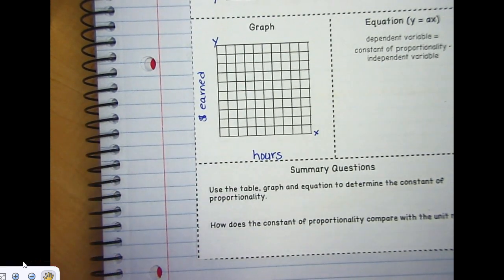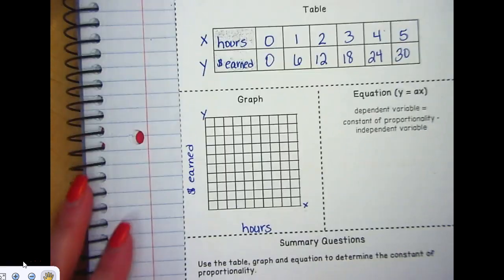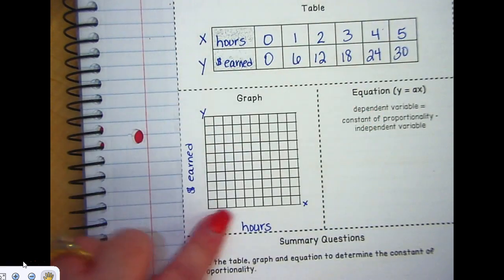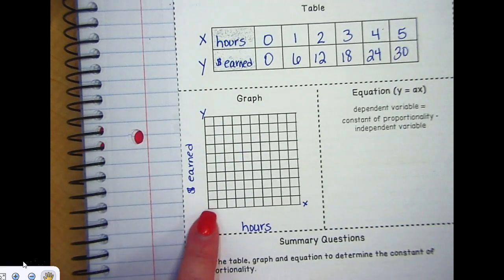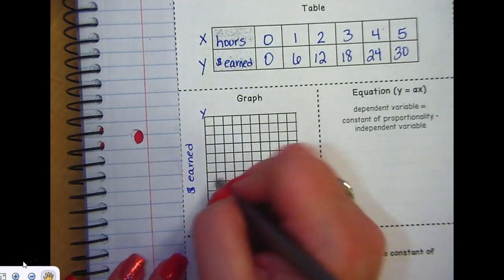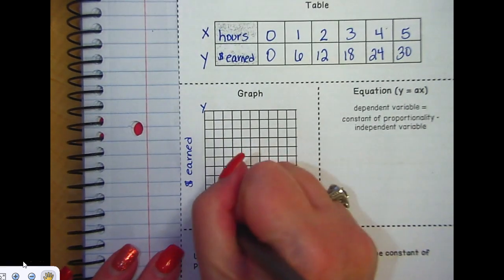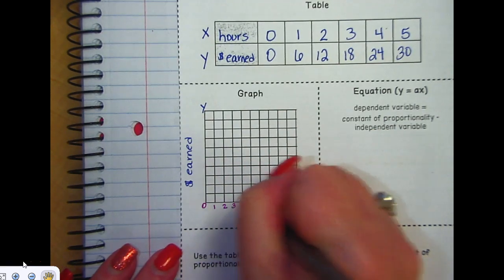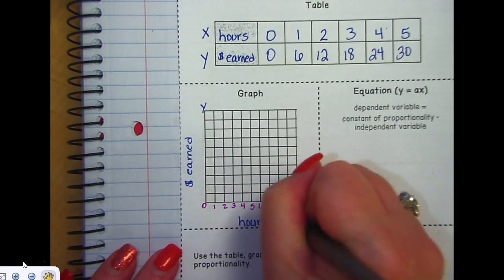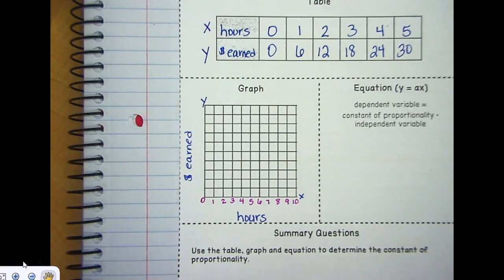Okay, and how do we know what numbers go here and here? Well, we need to look at our table. They need to match. So here, our units down here are going to go 0, 1, 2, 3, 4, 5. So the corner is our 0. 1, 2, 3, 4, 5, 6, 7, 8, 9, 10. Everybody putting those labels?